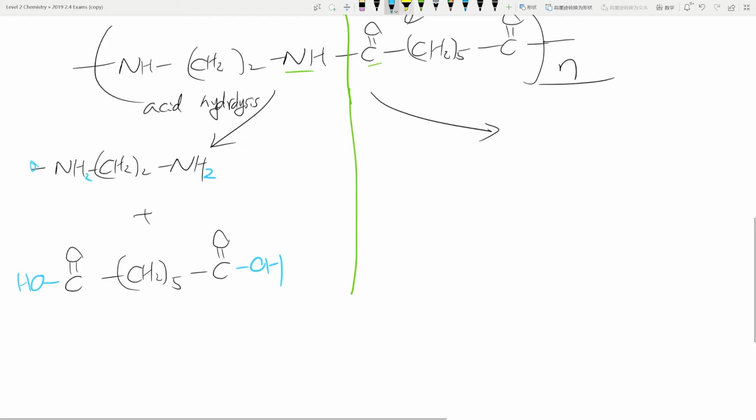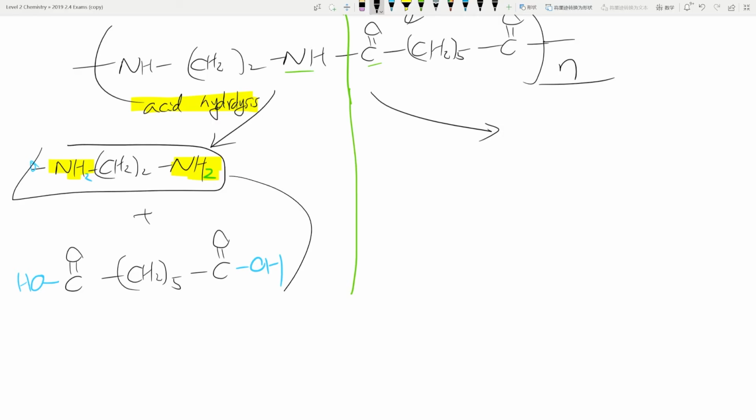So you're returning the water into them. But here you need to look at the condition. This is acid hydrolysis, and this amine that you have produced will straight away be neutralized because of the presence of the acidic condition. So this thing that I've drawn is no longer going to be there.